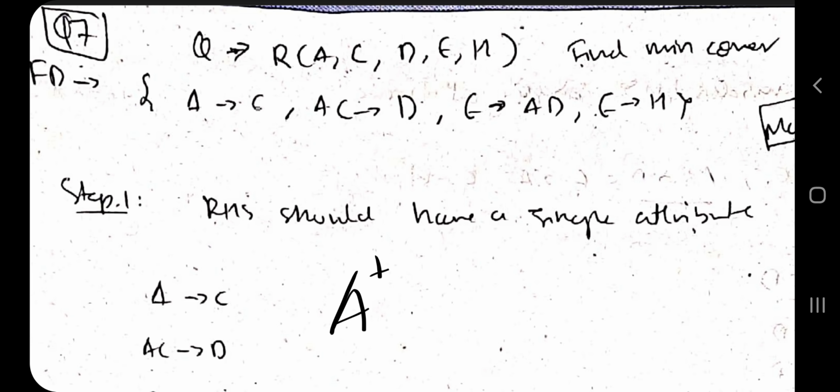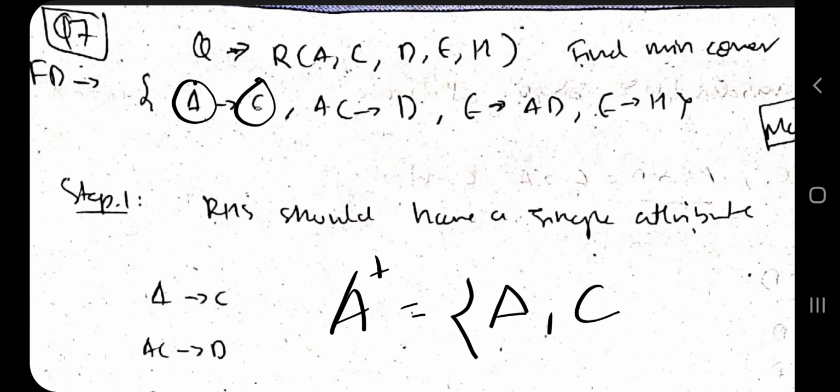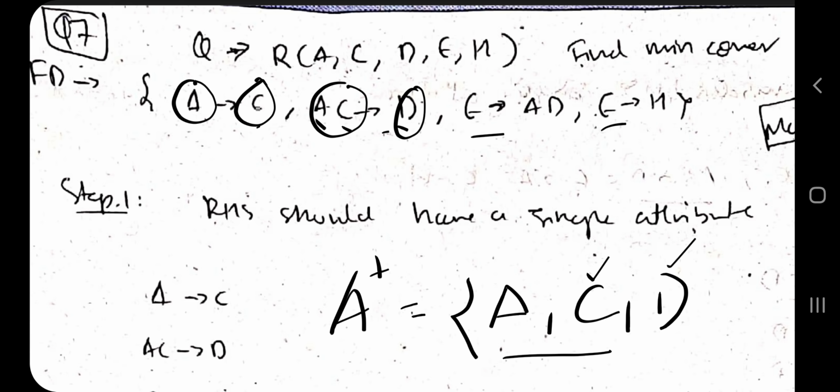Closure of A is written as A plus. From A, where am I reaching? I will reach C, so A to C. Then AC is going to D. Do I have AC? Yes, I have AC, so it is going to D, so I will write D here. Now from C, am I going somewhere? No. From D, am I going somewhere? No. So this is the closure of A.